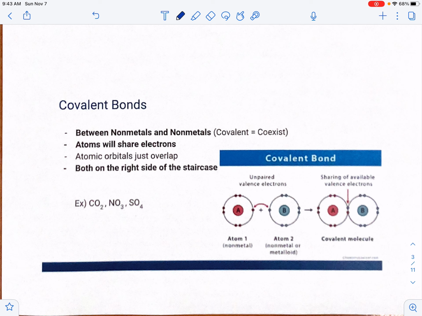So covalent bonds, this is between a non-metal and a non-metal. The way I remember that is covalent means coexist. So they're both considered on the right side of the staircase. Okay, so the right side of the staircase, they still want to have an octet.